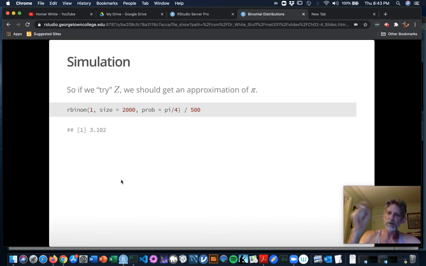It kind of stands to reason. If you have a chance pi over 4 each time, and you do it a lot of times, then the proportion of time should be about pi over 4. And so you could approximate pi by using your proportion. This z variable is a lot like a proportion.